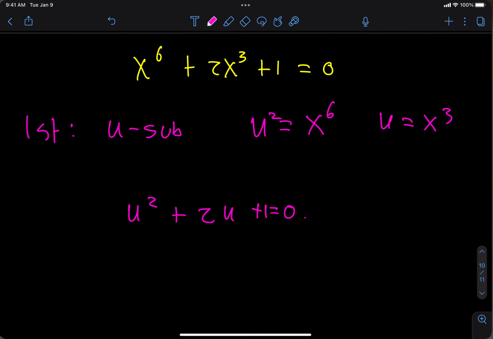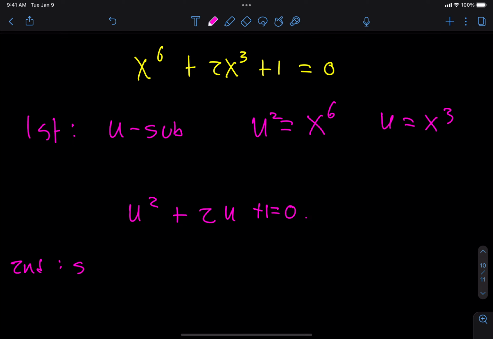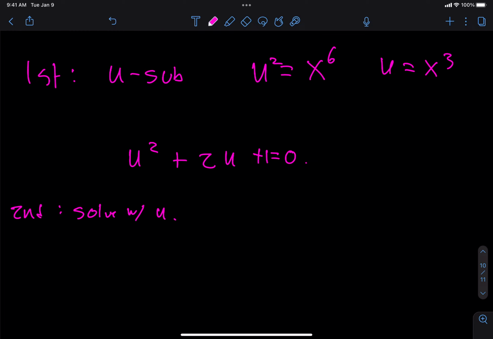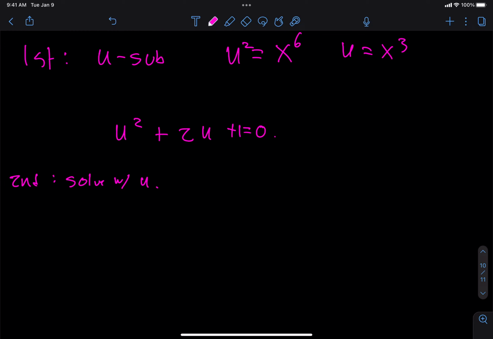Now, second step: solve for u. Is that clock correct? No, I have 1 minute left. Okay, well, I'll solve this real quickly. So next up is to solve for u. What do I get? I get u plus 1 quantity squared equals 0, and therefore u is equal to -1, right?